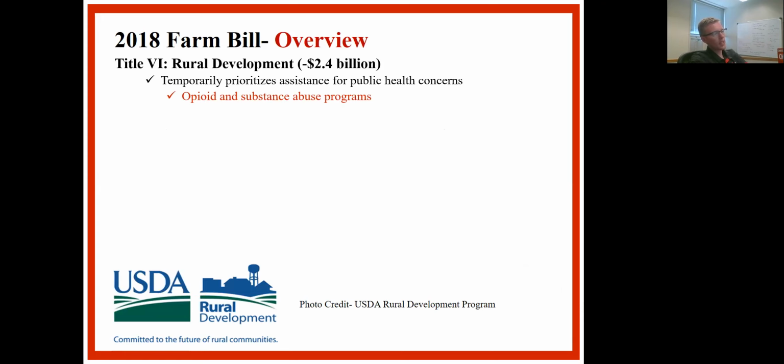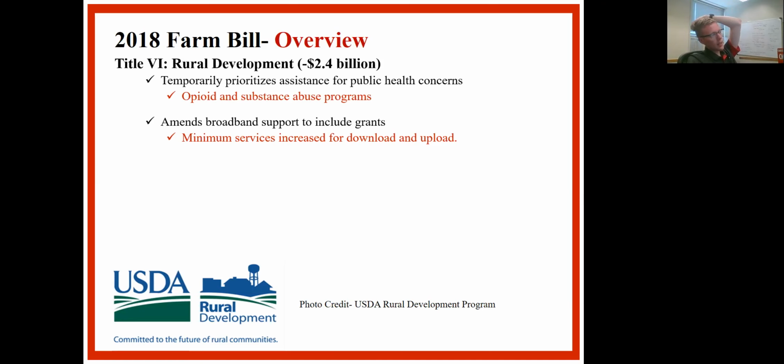Again, the rural development title was one of those that took the biggest hit, almost $2.5 billion. The rural development title provides assistance for public health concerns, opioid and substance abuse programs, something that's also potentially important and relevant here in Ohio. And so we do see the addition of those programs.